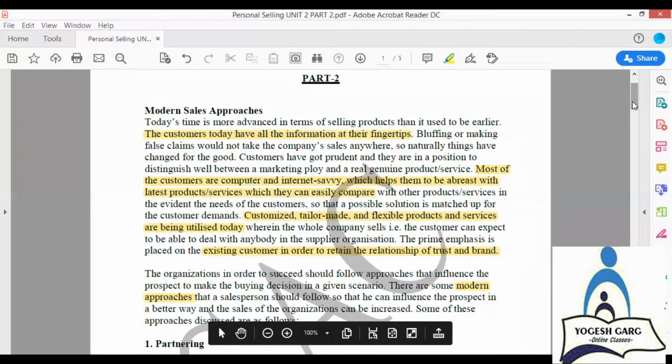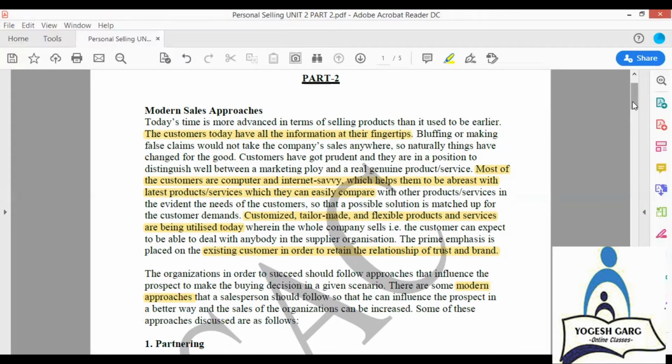Now they are saying that if you're comparing the traditional and modern sales approach, today the customer is very well aware of the information, because the customers are very familiar with technology, computers, internet, so they can easily compare the product and services with your product or maybe with the competitor's product. Why? Because in modern sales approach the customers today have all information at their fingertips. Most of the customers are computer and internet savvy, which helps them to be aware of the particular products or services which they can easily compare.